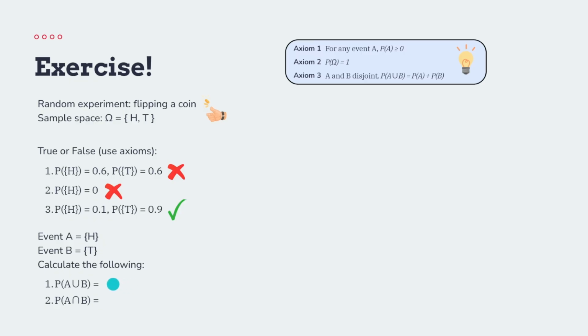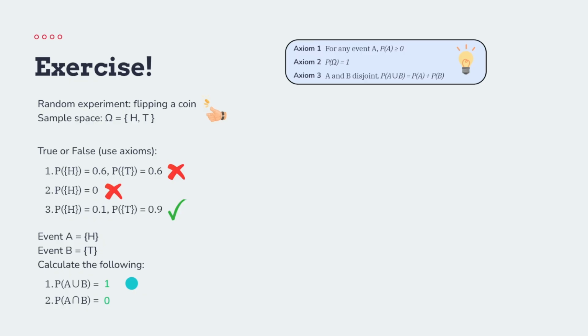Let's do the first one, probability of A union B. If you combine these two events, you get the sample space, therefore making this probability 1. Next, probability of A intersect B. There are no outcomes which exist in both events. Therefore, the intersection is the empty set, which is the impossible event. Therefore, the probability is 0.